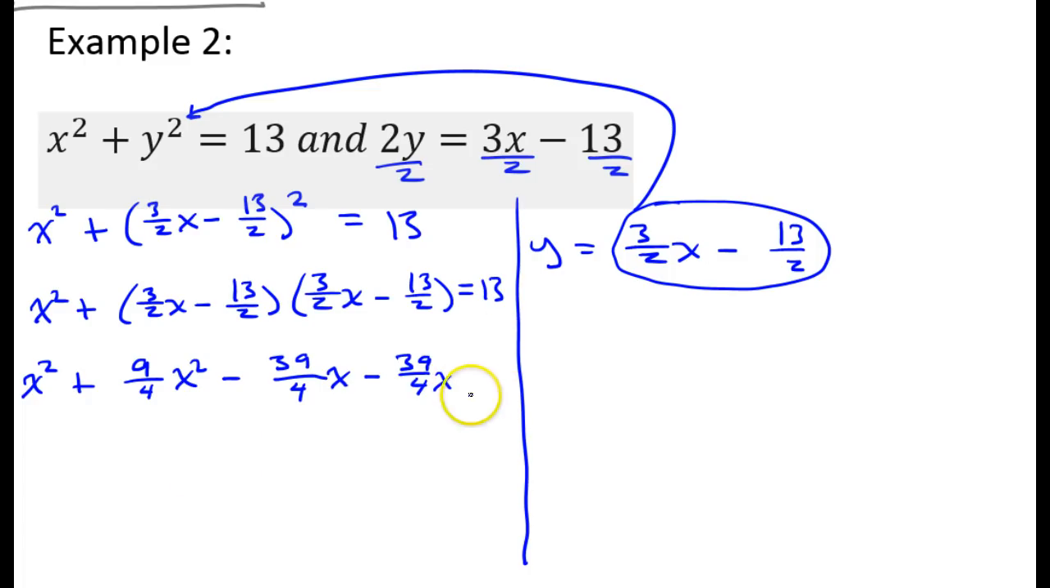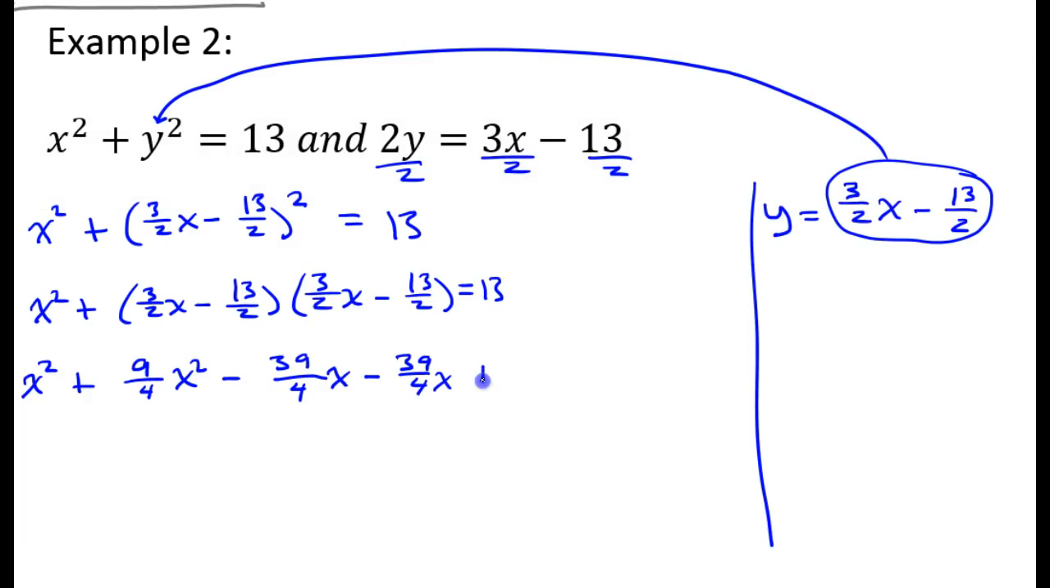It doesn't look like I'm going to have enough room. I'm going to have to move this over. Okay, 13 times 13 is 169, and then again over 4 because of the 2 times 2, and this is all equal to 13.